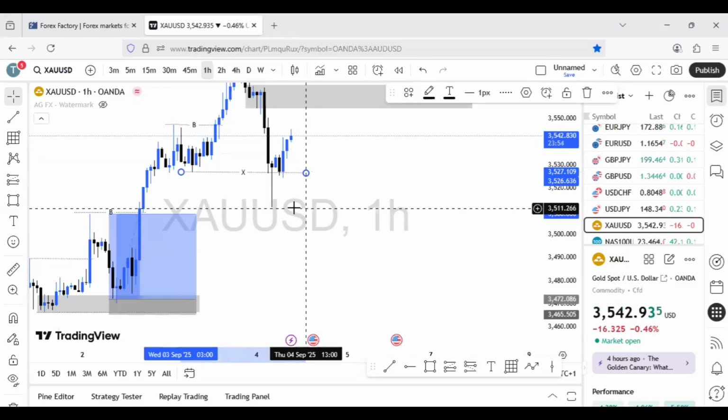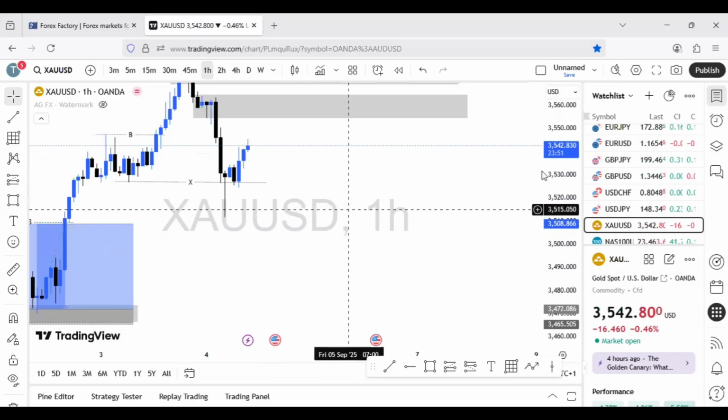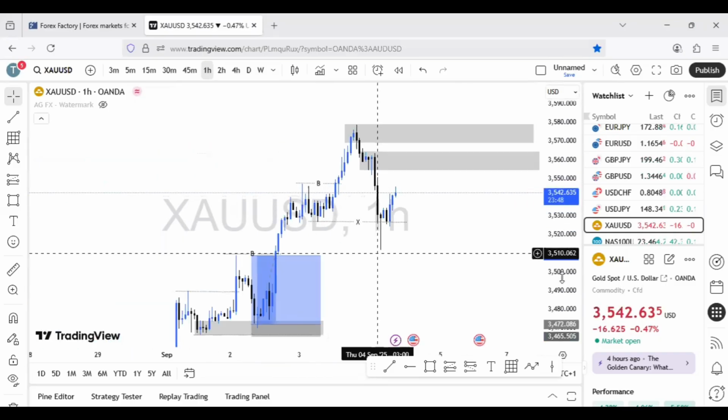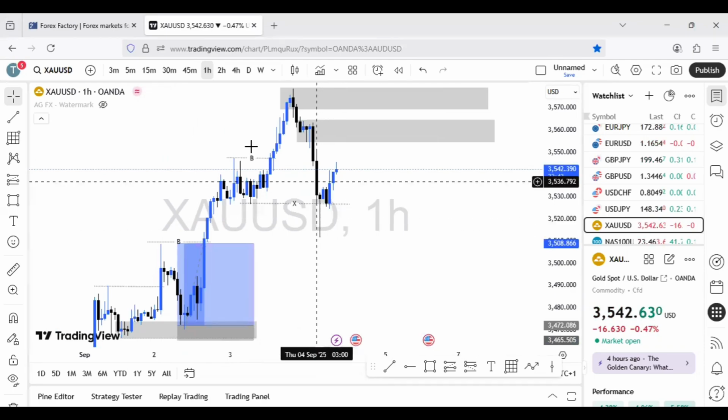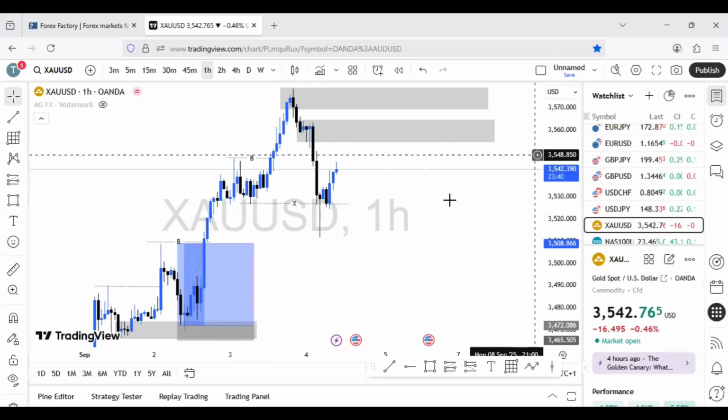So there's no full body close yet. So it has not shifted. The market is still bullish. It has not shifted until I get a full body close. So I'll just be observing for now.